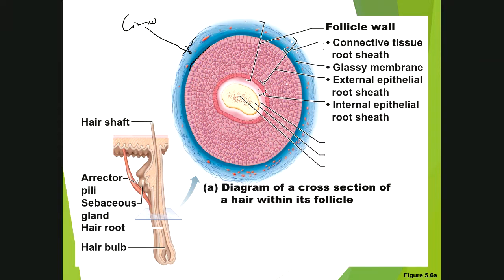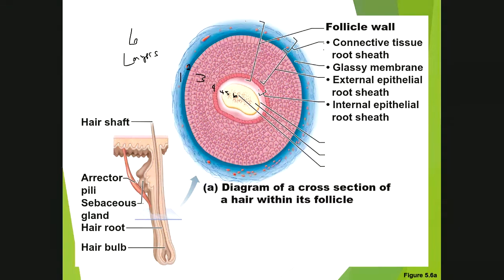So when we look at this, we can see a bunch of layers. If we start from the outside and work our way in, here's a layer, here's a layer, here's a layer, here's a layer, and then remember we have 3 layers in the hair itself. So there's actually 6 layers. And the easiest way to learn these is just to learn them in order. And here's how it goes.